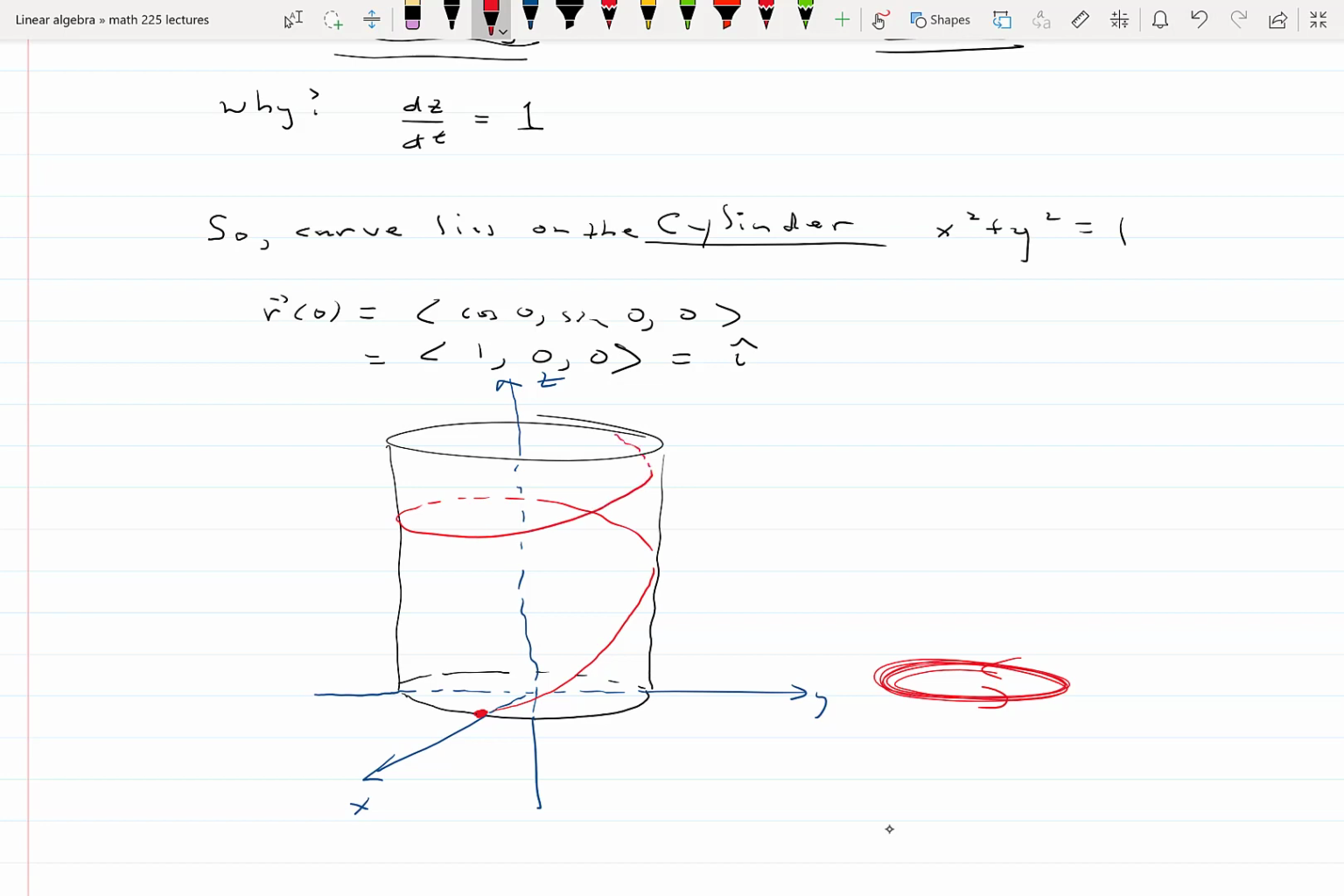Okay, and we're moving, using arrows to indicate. The x and y are moving around the circle in the counterclockwise direction, so we must be twirling up this thing in the counterclockwise direction. So we're going up this curve. This curve is called a helix. It's a very important curve.